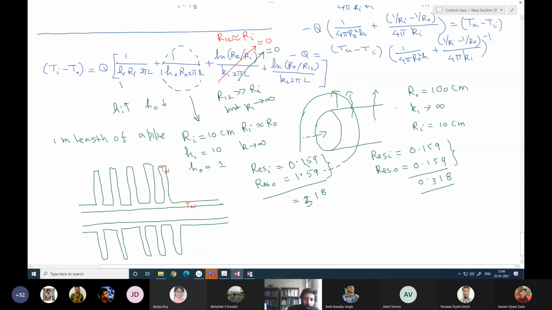But practically this K is not infinity. So if you add fin, heat has to transfer in this direction, and that means there needs to be a gradient in temperature. So if this is T wall, this is also T wall for infinite K. If K is finite, or small, or moderate, in that case there will be a gradient in temperature.